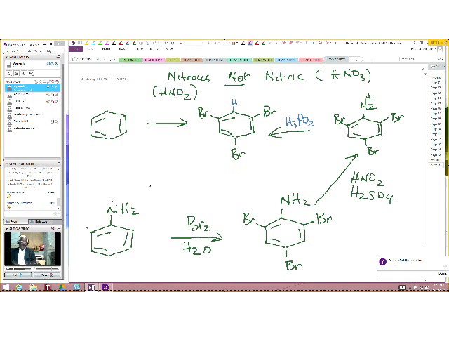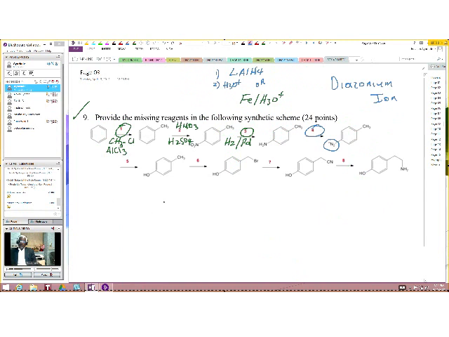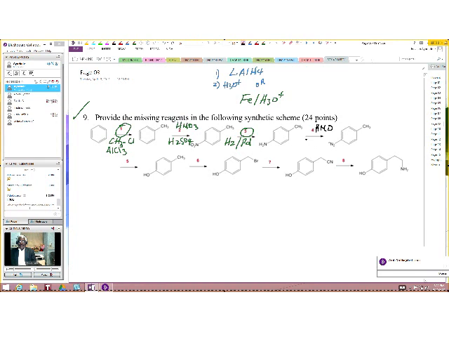Now let us go back to question number 9. Okay, question number 9. Now we need to continue with question number 9. We'll get this out of the way. So what is the reagent we need to go from this amino group to the diazonium ion? Can you guys give me the reagent now? Very good. Nitrous acid in the presence of sulfuric acid. That is the reagent you need for diazotization. Okay, keep that in mind. That is a very important reaction.